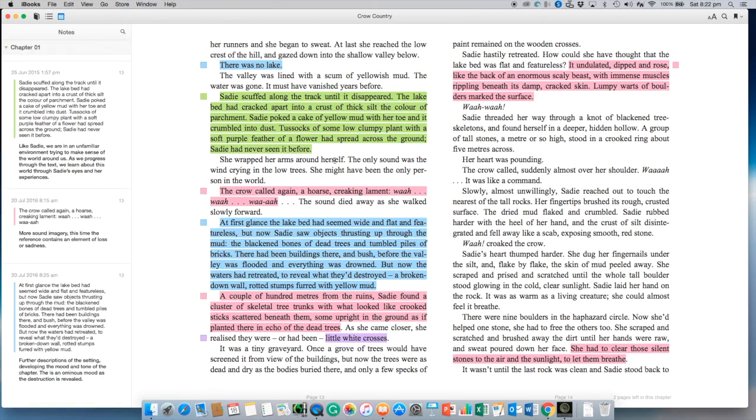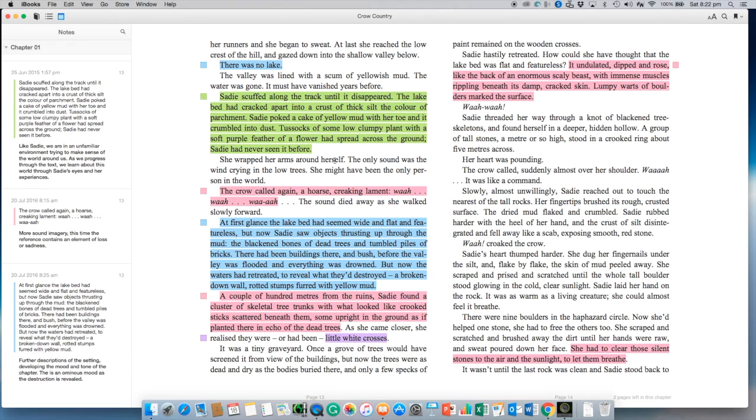"Sadie scuffed along the track until it disappeared. The lake bed had cracked apart into a crust of thick silt the colour of parchment. Sadie poked a cake of yellow mud with her toe, and it crumbled into dust. Tussocks of some low, clumpy plant with a soft purple feather of a flower had spread across the ground. Sadie had never seen it before."